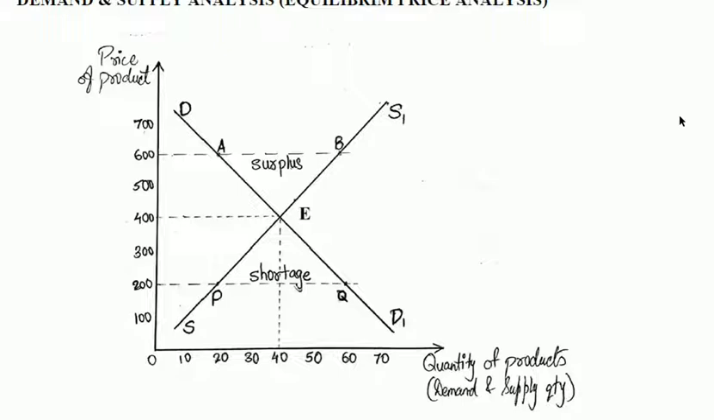Okay, so that will take time. That's the reason in markets there is a fluctuation between surplus and shortage, and there will be some points at which equilibrium will be reached. But that is not a well defined price like 400 rupees here in the graph. So this is what is about demand and supply analysis.